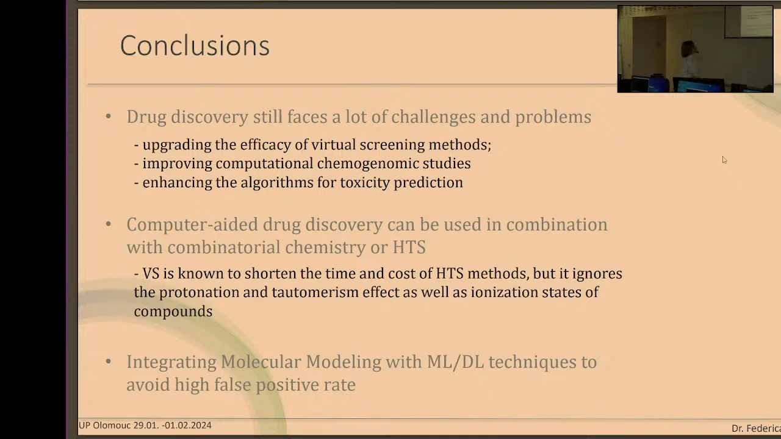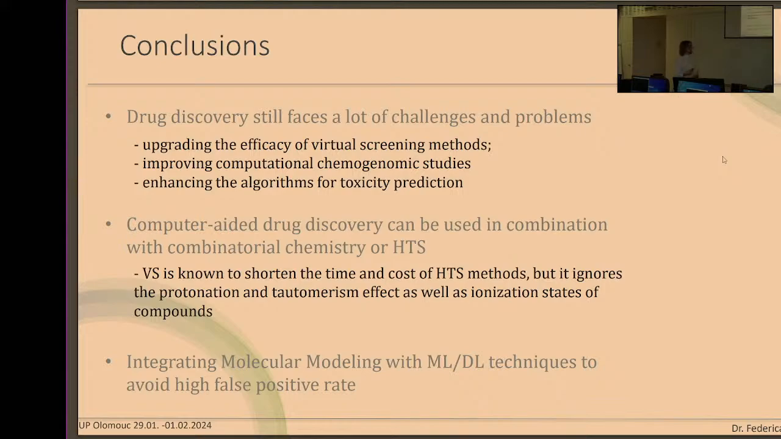Then another way to improve the drug design process is to combine it with combinatorial chemistry or high throughput screening. It is a good method to improve the design of the molecules, because another problem of virtual screening is that in most cases we ignore the protonation and tautomerism effects, as well as the ionization effect of the molecules. So we can further test our molecules by high throughput screening or combinatorial chemistry.